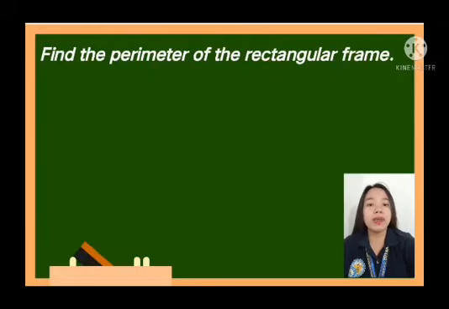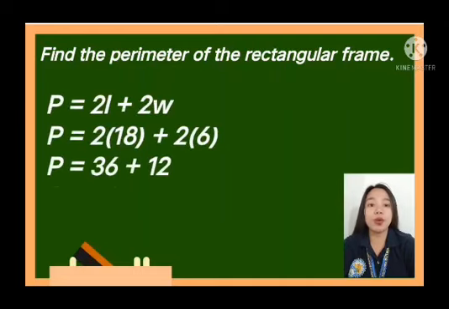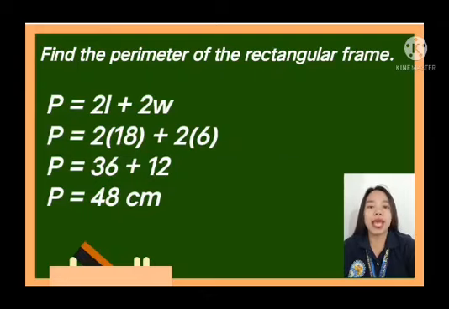Since we already know the measurements of the length and width, we'll now find its perimeter. Using the formula P is equal to 2 length plus 2 width, substitute the values of length and width. We'll have P is equal to 2 times 18 plus 2 times 6. Simplifying it, we'll have P is equal to 48 centimeters.